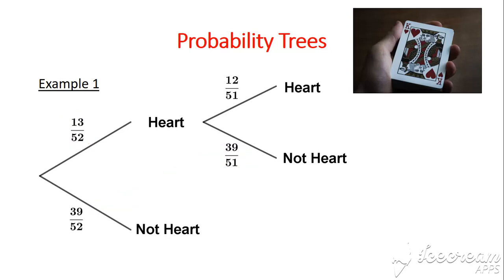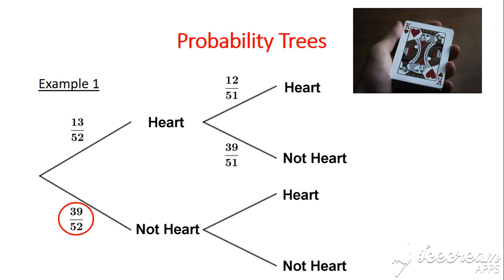If the first card was not a heart, the second card could be a heart or not a heart. If the first card was not a heart, there's now only going to be 38 cards that are not hearts out of 51. And there's still going to be 13 hearts that we could pick for our second card out of the 51. That was a bit of a tongue twister, but we got there. We've finished the tree diagram and it looks like this. So let's solve some problems.